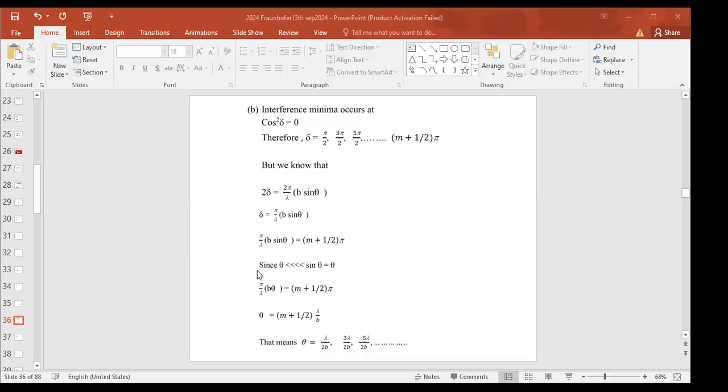Again, now we consider very, very small angles, so sine theta can be written as theta. Here you can put pi over lambda b theta is equal to m plus half pi. From this equation, you can get theta is equal to m plus half lambda over b. So if you put m values, m is any number, 0, 1, 2, 3, 4, 5, like that, then you will get different theta angles. That means theta is equal to lambda over 2b, 3 lambda over 2b. Likewise, when you put different m values in this equation, you can get different theta angles. Then we can plot, but before that, we'll see some more things.